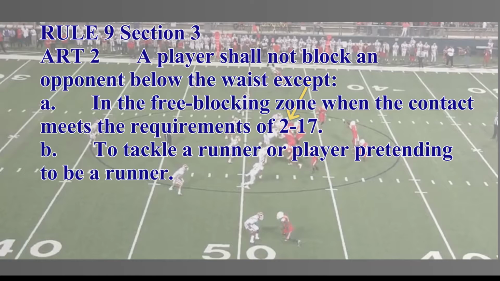So basically, it's saying that, of course, a runner can be tackled below the waist with no foul, or if it's reasonable to consider that the defender thought that the player was the runner and tackles him below the waist, we are not going to call a foul on that either. So let's go back to Part A there and talk about the requirements of Rule 2-17.